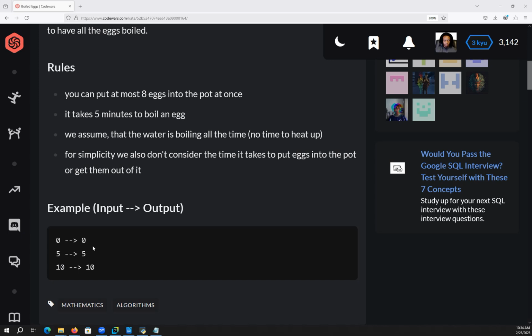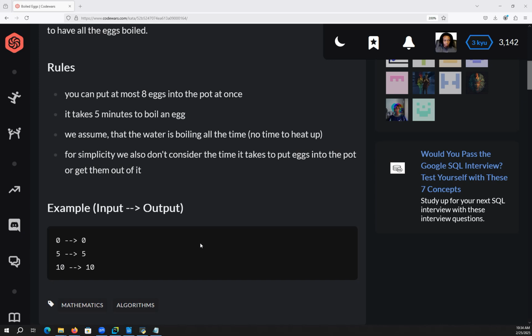Looking at a few test cases, we have 0 equals 0, of course. If there's no eggs, it takes no time. 5 is 5. So let's look at this one: 5 eggs, of course, is less than 8. You can put them all into the same pot at once, and it takes 5 minutes to boil. So after 5 minutes, all those eggs are going to be done. I feel kind of silly talking about eggs.